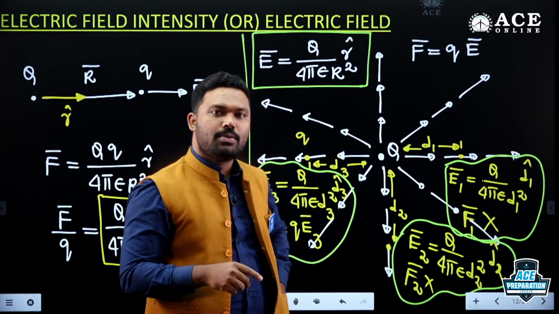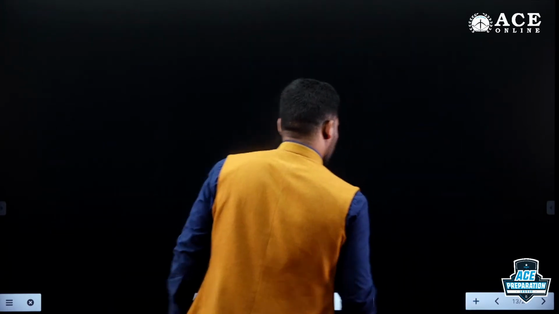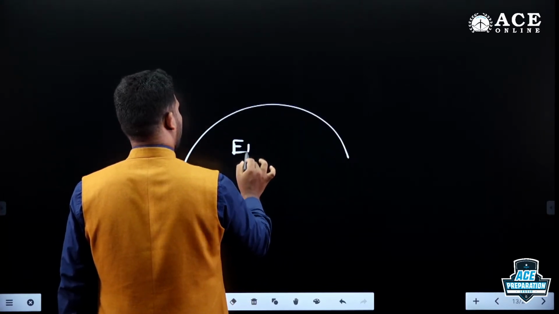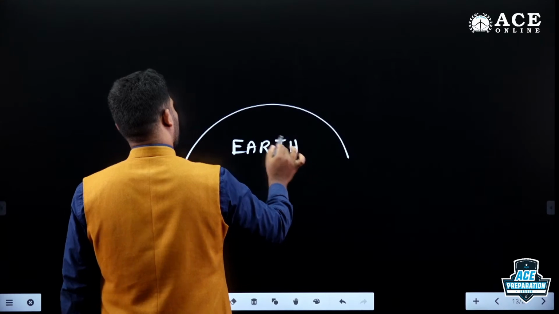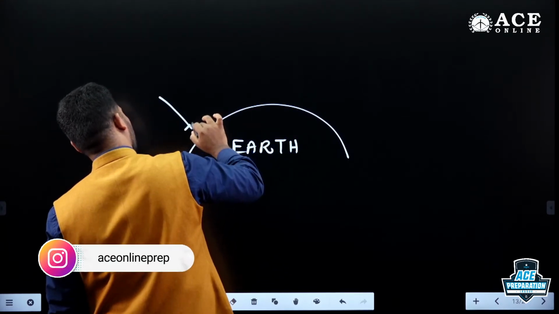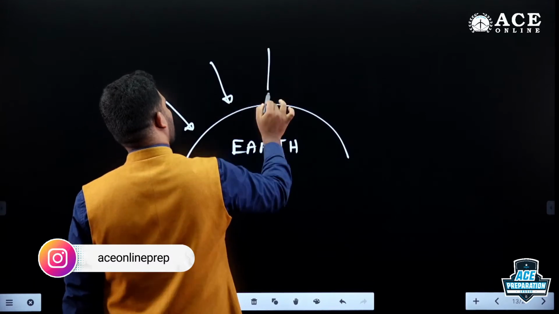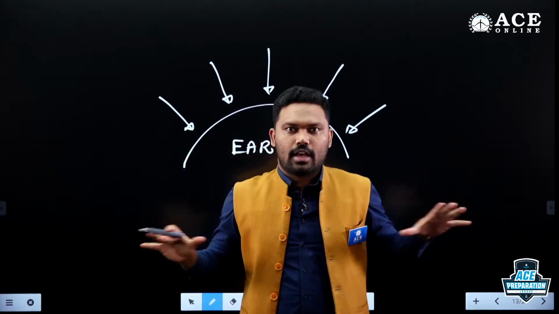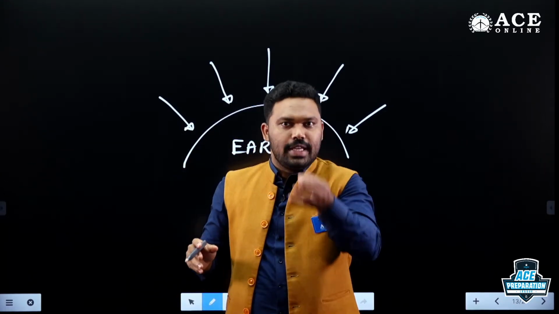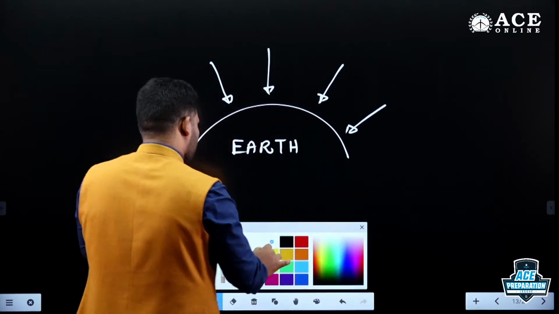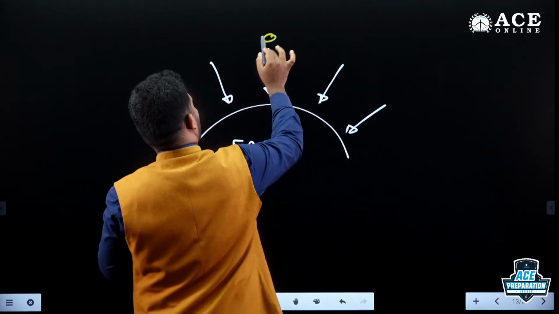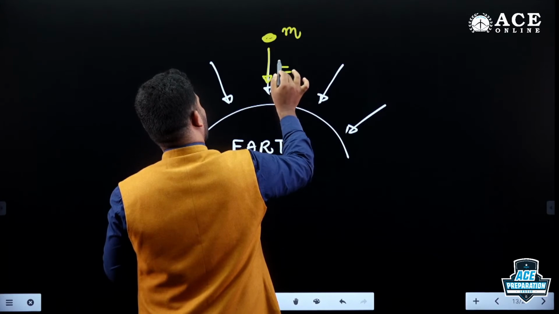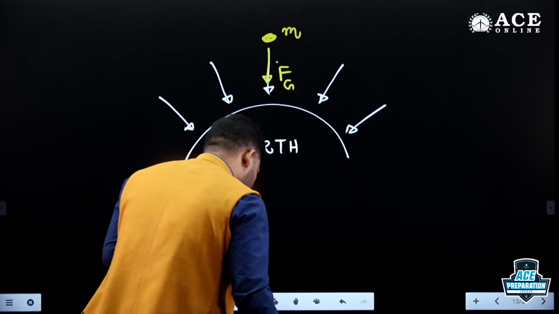Let me give one simple analogy so that you can easily understand this one. Suppose if you consider the earth surface. Earth surface is surrounded by the gravitational field lines, imaginary lines which are pointing towards the center of the earth. Gravitational field lines are everywhere around the earth surface. But if you want to experience that one, what you need to do? You have to place some small mass here. So what happens? It is going to experience what is called a gravitational force.